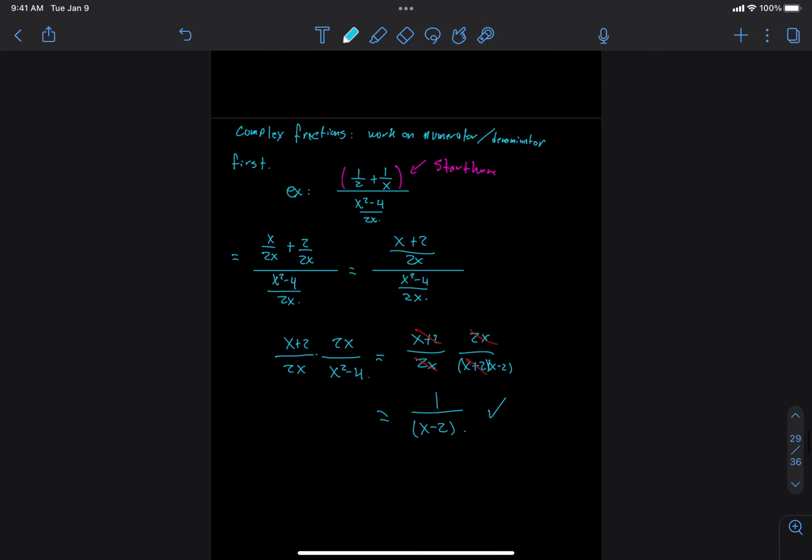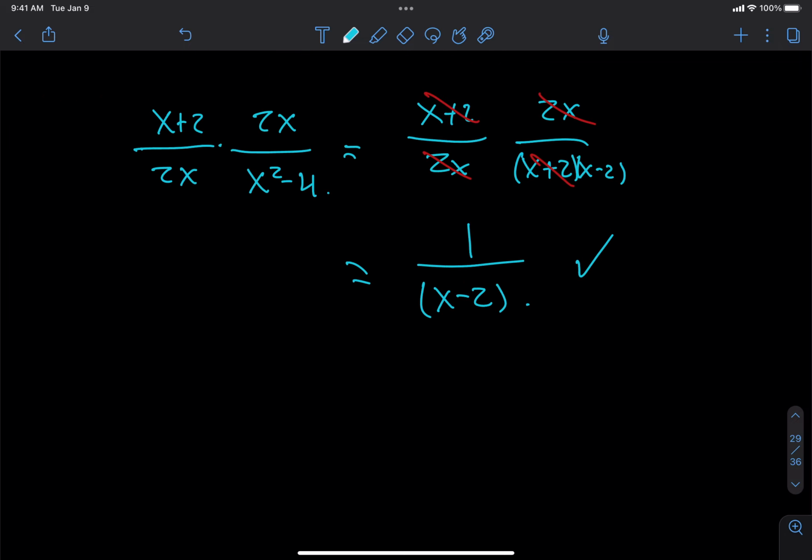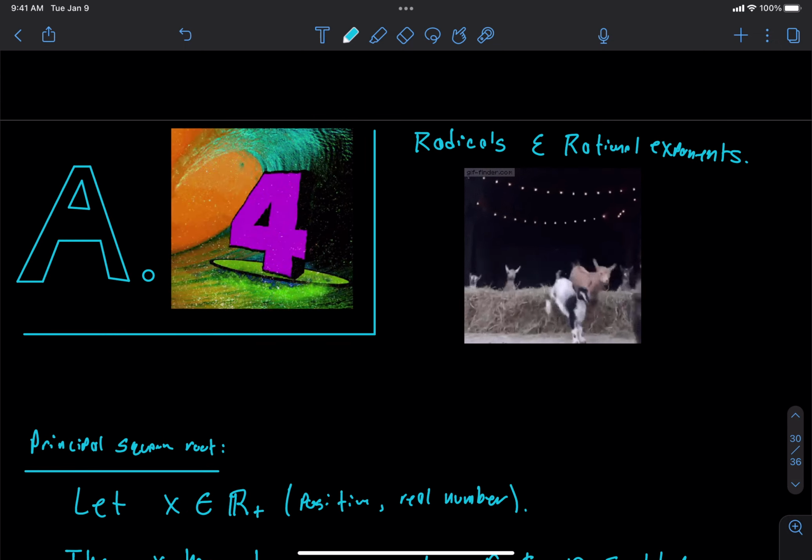Any questions about that example? Yeah. Like right here? Yeah, if I'm ever not writing big enough, by the way, let me know. Okay, so no questions on this one? All right, then let's move on to A.4.